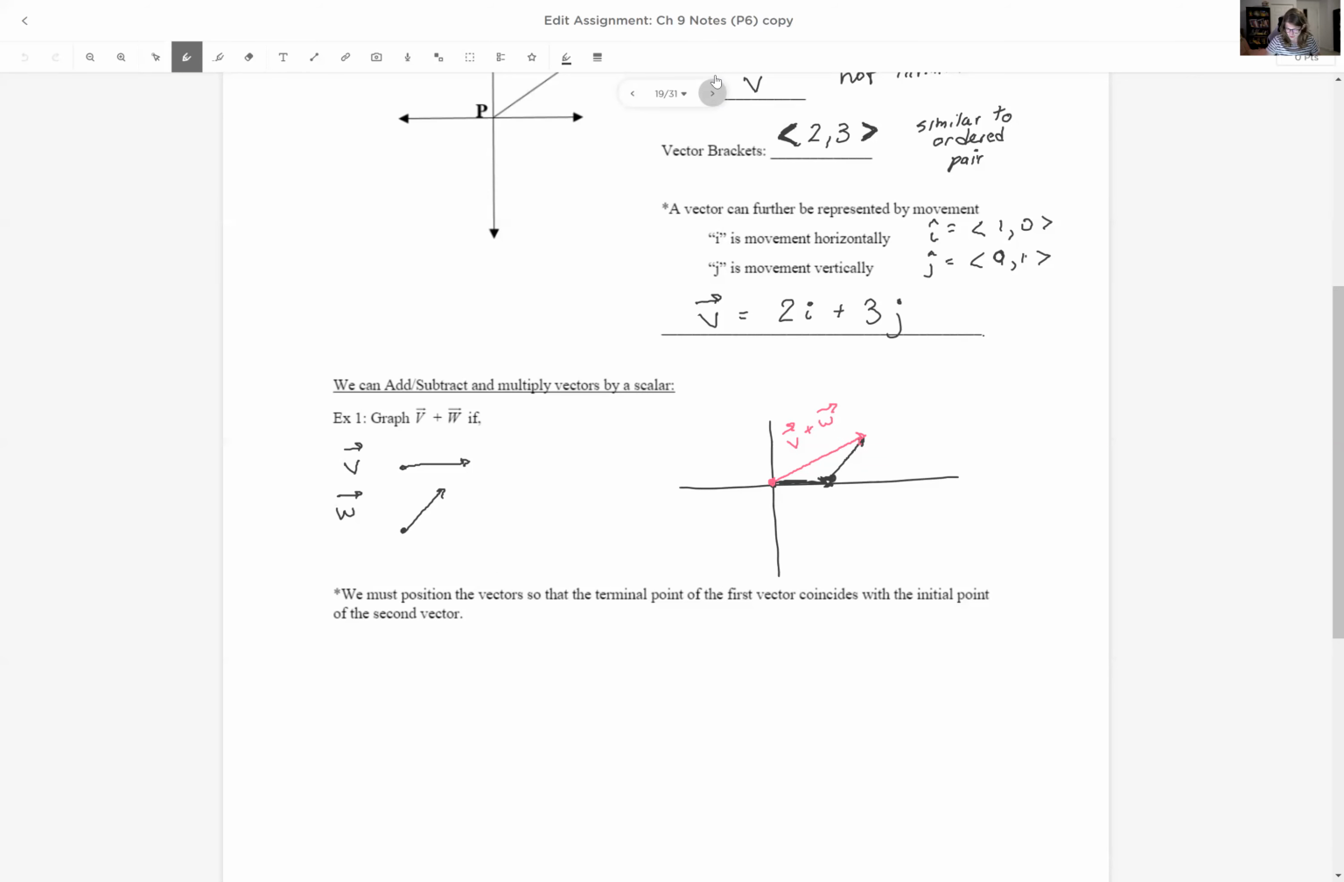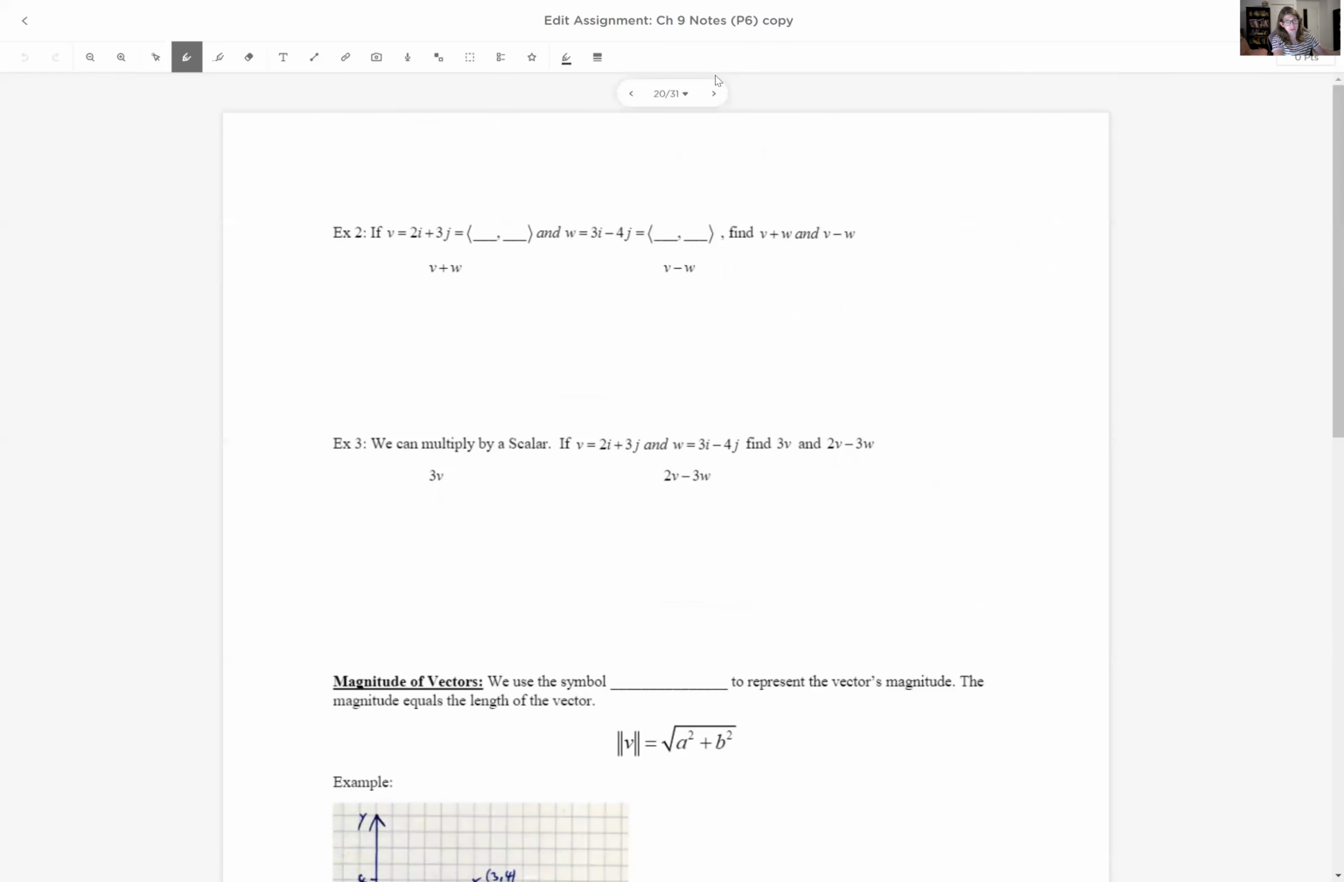So those are some vector basics. We don't do a whole lot of adding and subtracting of vectors graphically all the time. It's quite straightforward to do this algebraically. So we're going to take two vectors and have some numbers. Let's say our vector v equals 2i plus 3j. Another way we can write that is 2 comma 3 in our vector brackets. And we'll call w the vector 3i minus 4j. If we wrote it in vector brackets, that would be 3 comma minus 4.